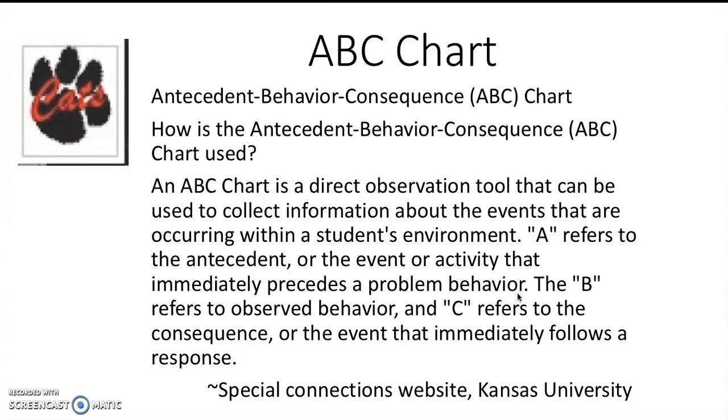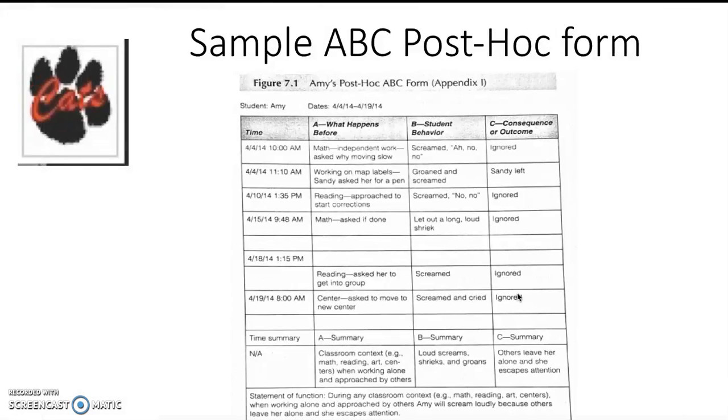Each column has its own reference. A refers to the antecedent or the event or activity that immediately precedes a problem behavior. The B column refers to the observed behavior, and the C column refers to the consequence or what actually happens as a result of that behavior. That directly comes from Special Connections website at KU.